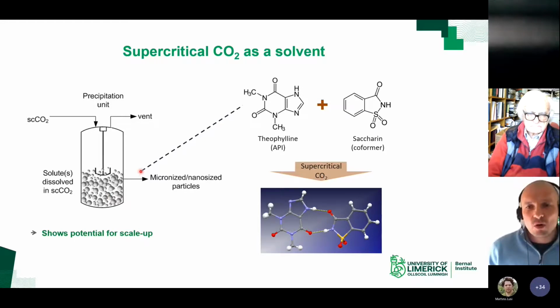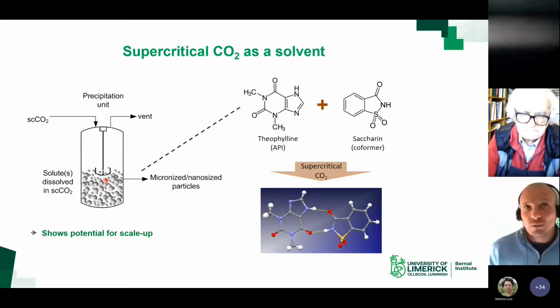this over time. So the API and the coformer were linking together. They were generating co-crystals of each other over time, over and over. So in this way, we could fill up all of the vessel, leaving some space here for the CO2 or for the powder to be able to move. And we are converting this into a high pressure vessel.